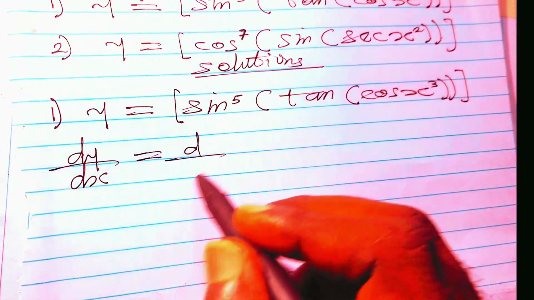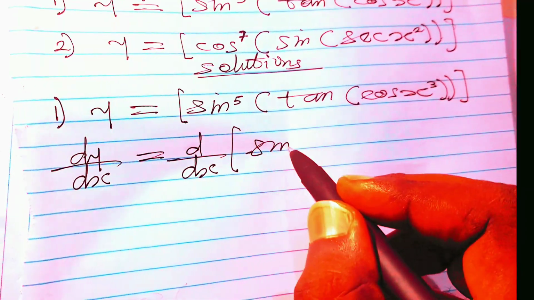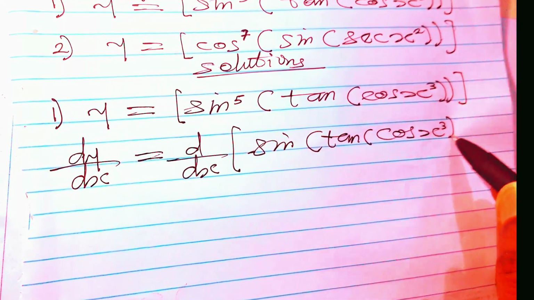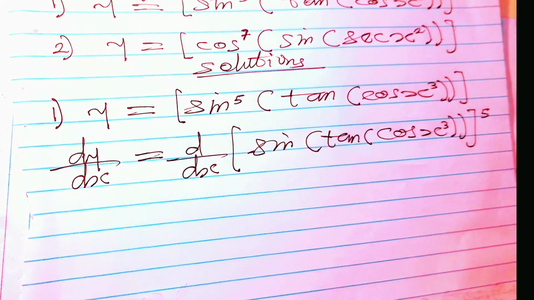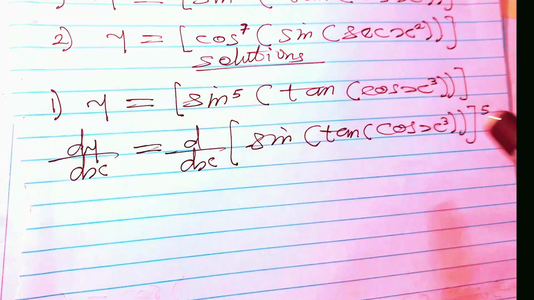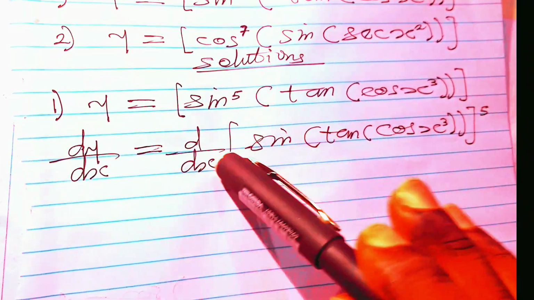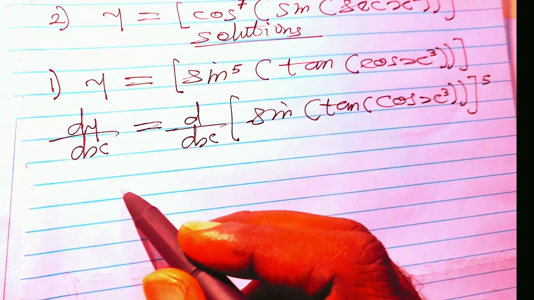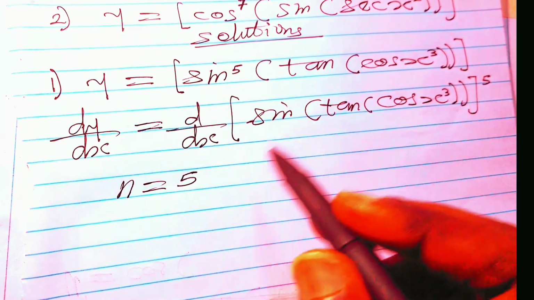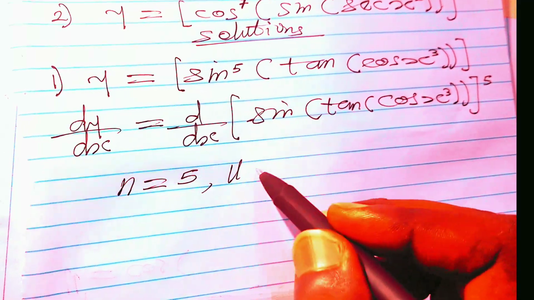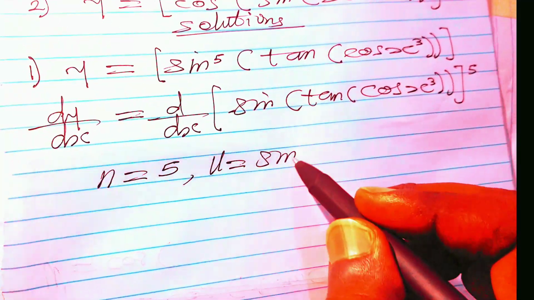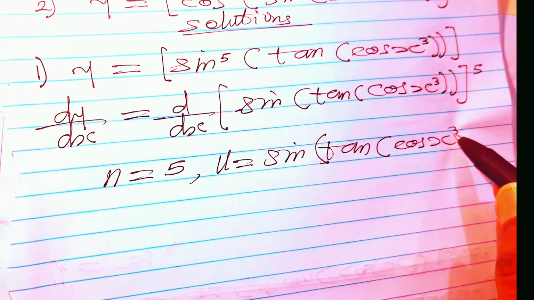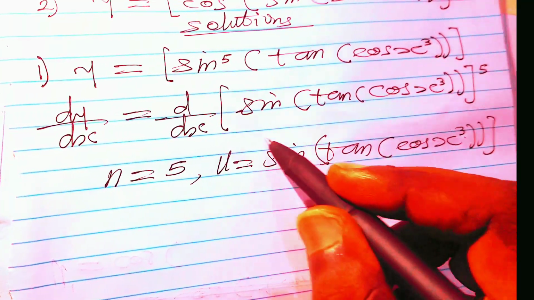Differentiating with respect to x of sine tan bracket cos x cubed, all to the power of 5. The 5 is actually affecting all the content of the bracket, so this is the best way to interpret it. In this case, the chain rule can be applied. Our n, which is the power, equals 5, and our u equals sine tan bracket cos x cubed.